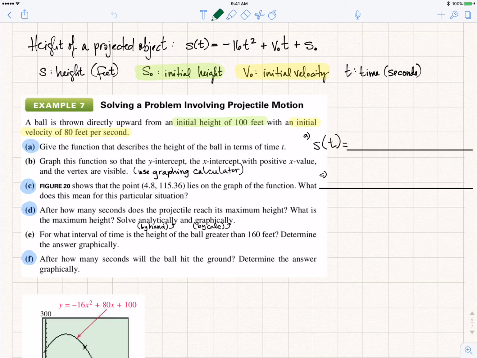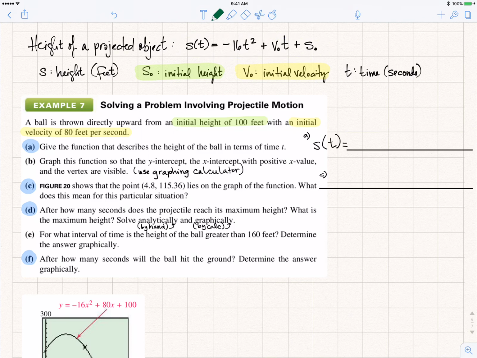Hey folks, we are going to look at example 7. This is at the end of section 3.2 notes. This is height of a projected object. You'll notice that I have a standard equation right here.